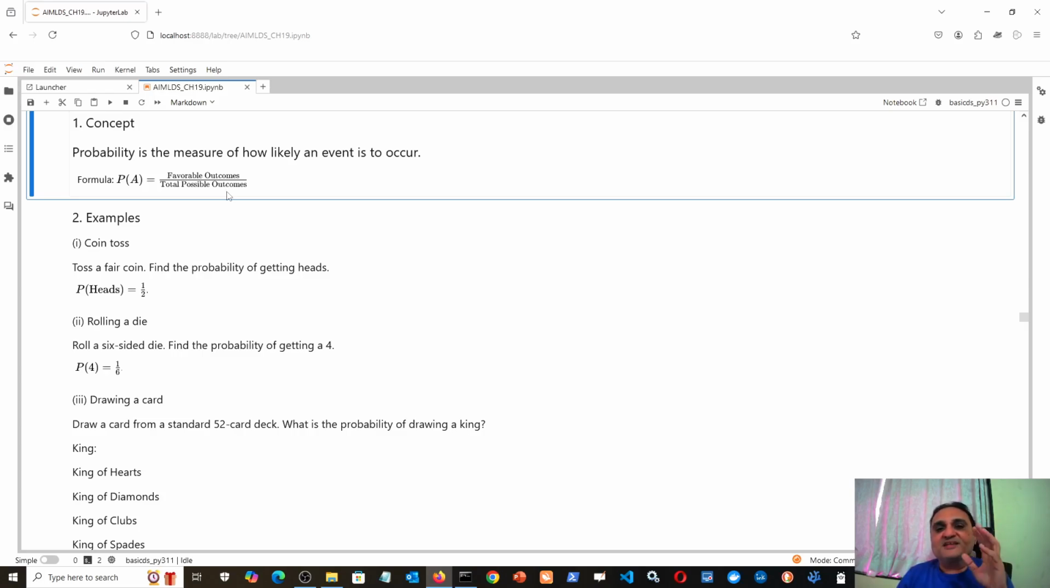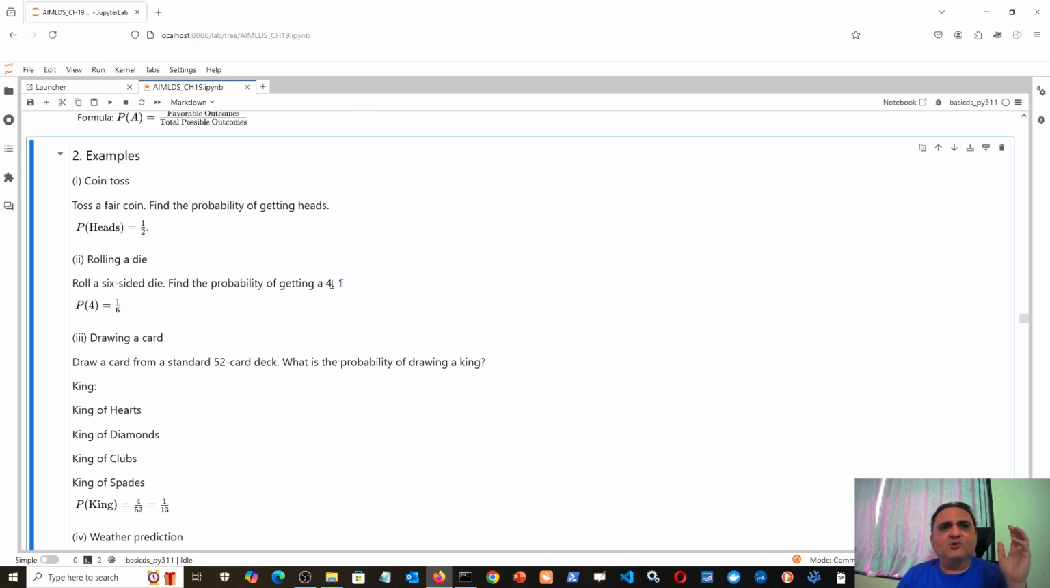So what are the probabilities? What is the probability of getting 3? That is 1 by 6. Similarly, what is the probability of getting 4? That is also 1 by 6.